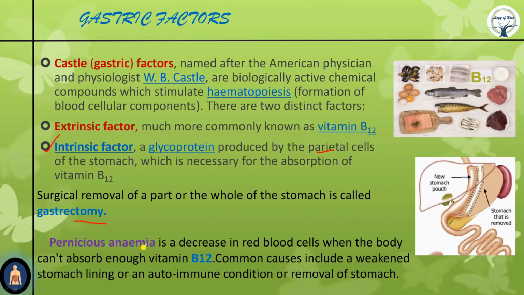And if vitamin B12 is not absorbed properly, then our RBCs will not be formed. As a result, pernicious anemia occurs.